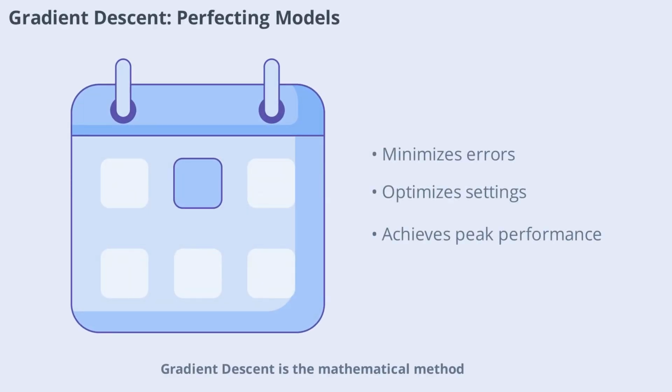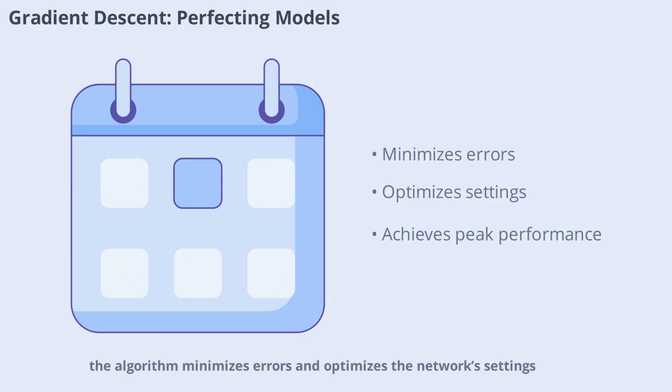Gradient descent is the mathematical method used to perfect neural network models. By taking steps in the direction of steepest descent, the algorithm minimizes errors and optimizes the network settings. This process is repeated until the model reaches peak performance, making gradient descent a cornerstone of deep learning.